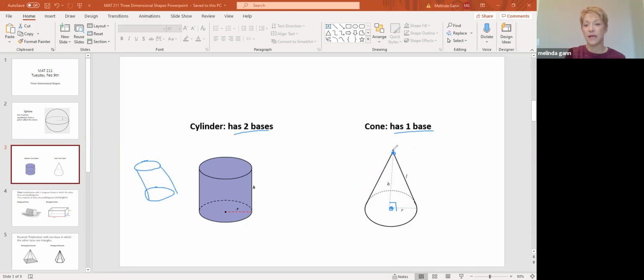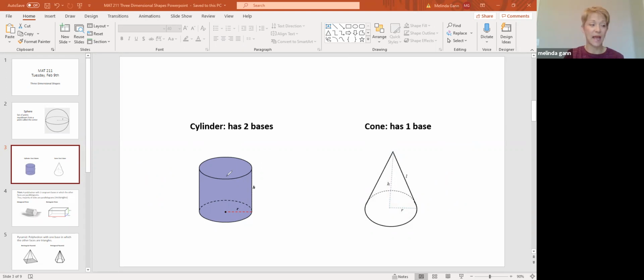Similarly, if this point was over here and the circle was over here, and the center of the circle was not directly underneath that vertex, then when you played connect the dots, you'd get a cone that would be slanted. Most of the time in elementary school, they're going to have right circular cones and right circular cylinders. But I do want to make sure you understand that base doesn't mean bottom.